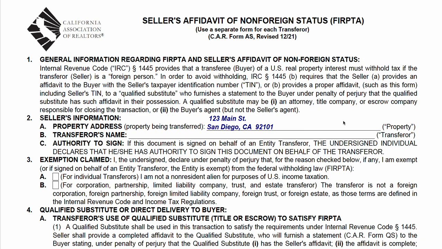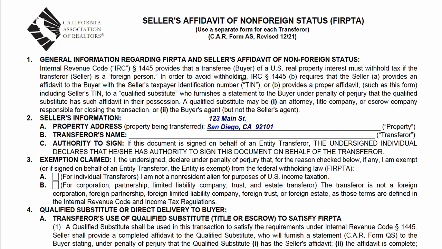This is a tutorial on the FIRPTA form and the FIRPTA requirement, and in this short video, you'll be an expert by the end of it, more knowledgeable than most brokers. We actually had a FIRPTA tutorial from 2021, but I realized that the FIRPTA was revised 12/21, meaning that this is the new form that we've used all of last year and all of this year, 2023.